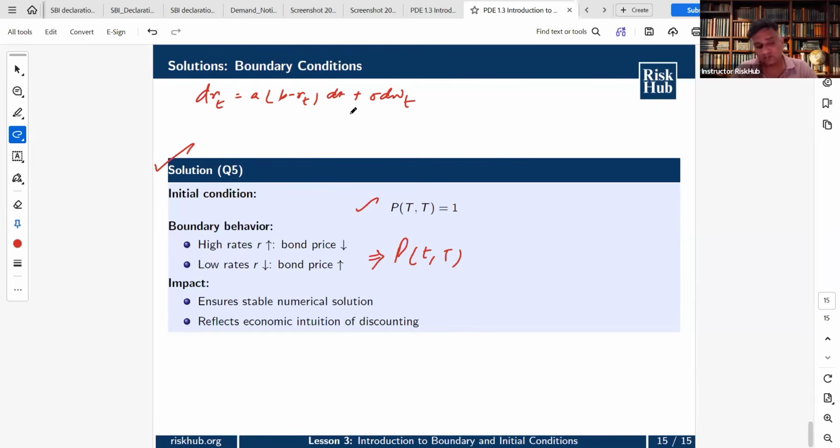So what do boundary, initial and terminal conditions do? They convert a general partial differential equation into a specific financial pricing problem. They encode the payoff, your market limits, your exercise rules, your economic behavior, needed to produce a unique, stable, tradable price. Okay, so keep that in mind, guys.